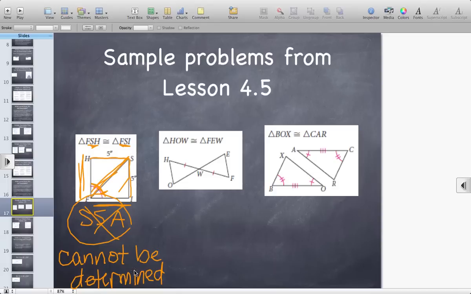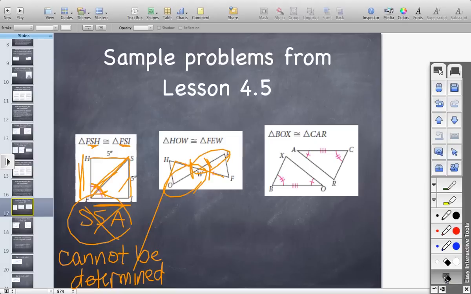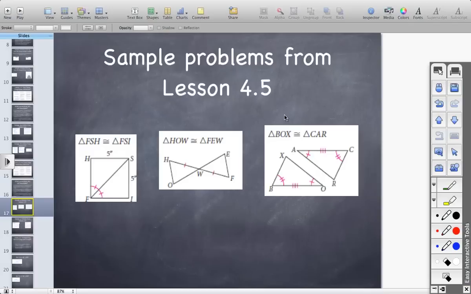Let's look at the middle triangle. Triangle HOW, is that congruent to triangle FEW? So of course we notice that we have 2 congruent sides here, so that's good. And we notice that the vertical angles are congruent. So we have side, angle, but we don't have any information about this over here, so that doesn't tell us enough. Nor do we have any information about whether those sides are parallel or not.